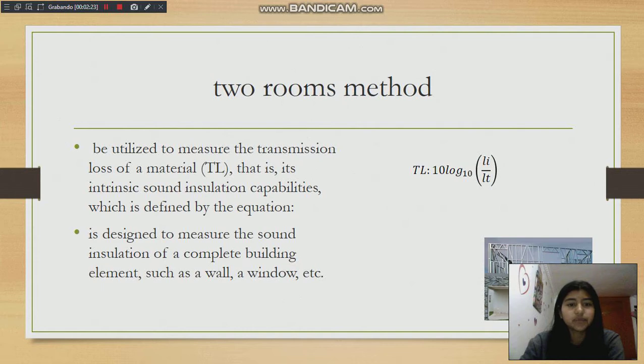The two-rooms method can be utilized to measure the transmission loss of materials, that is, their intrinsic sound insulation capabilities, which is defined by the next equation. It is designed to measure the sound insulation of complete building elements such as walls and windows, etc.